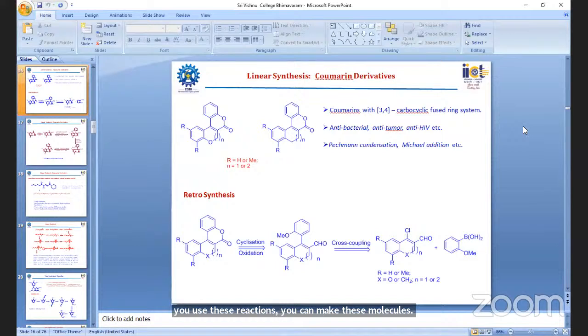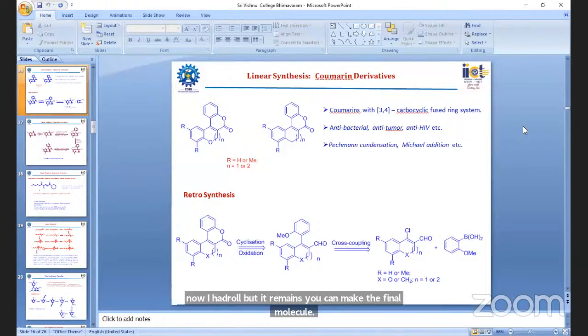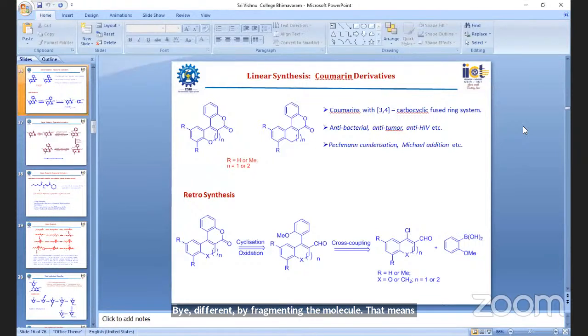That's what I have given, one molecule for the retrosynthesis, where just now I have told. Retro means you can make the final molecule by fragmenting the molecule. That means this molecule, for example, if you make by cyclization, oxidation, the previous step is cross coupling. The previous step is having the intermediate like chloroaldehyde. The another intermediate is boronic acid. That way you can make this molecule. I have shown the retrosynthesis, how we can make this compound.